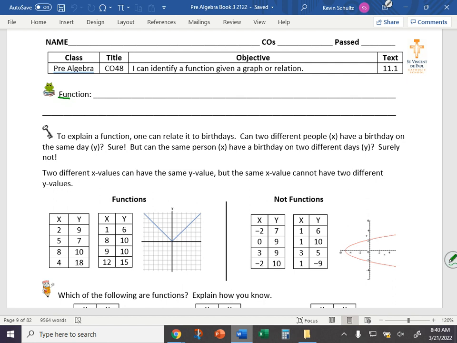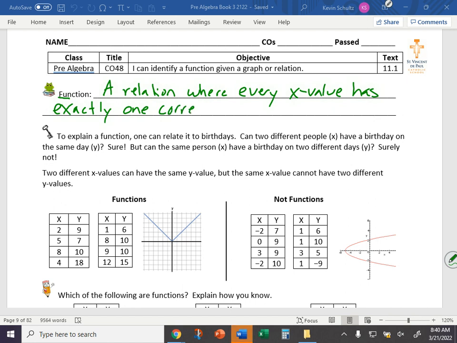And so the definition of a function: it is a relation where every x value has exactly one corresponding y value. Okay? A function is a relation where every x value has exactly one corresponding y value.